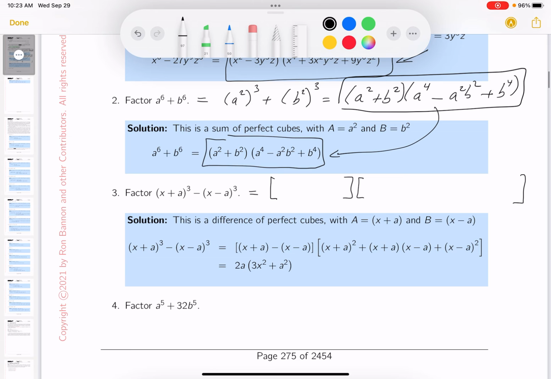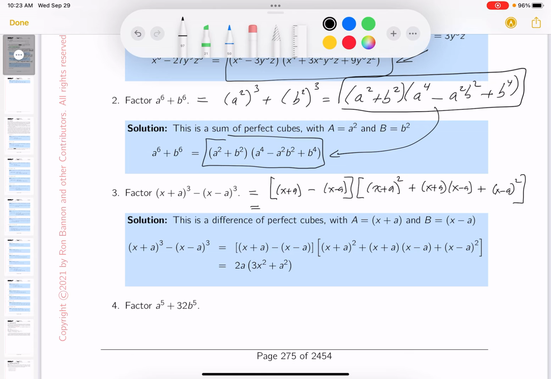Let's write this down. It's going to be x plus a minus x minus a. I'll simplify that later. Then this is going to be x plus a squared plus the product x plus a times x minus a plus the x minus a squared. Now, really, for some students say, I'm done. Now, I'm not saying you're not done, but I'd like to simplify.